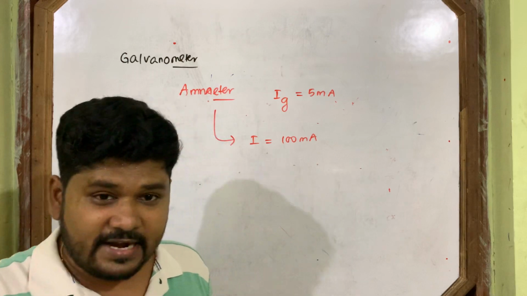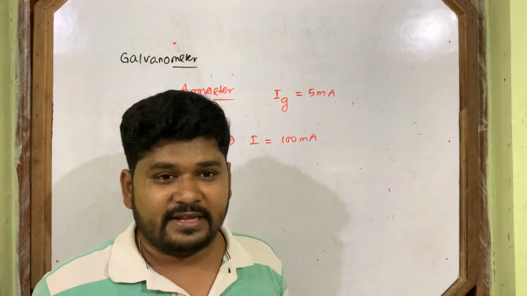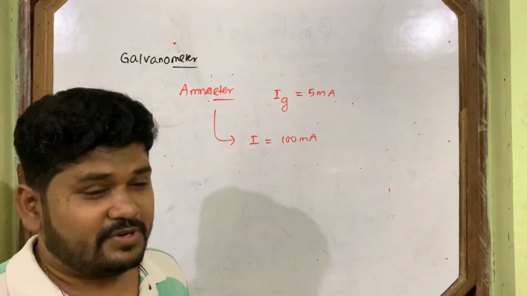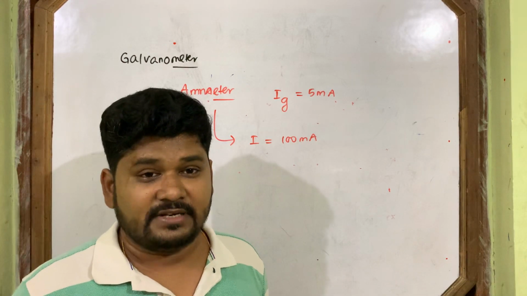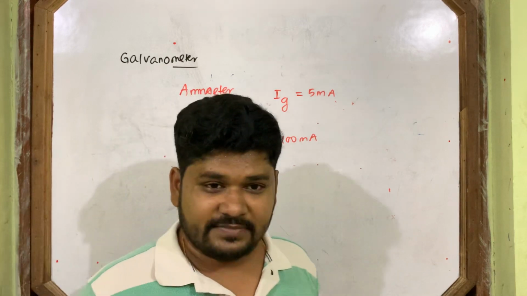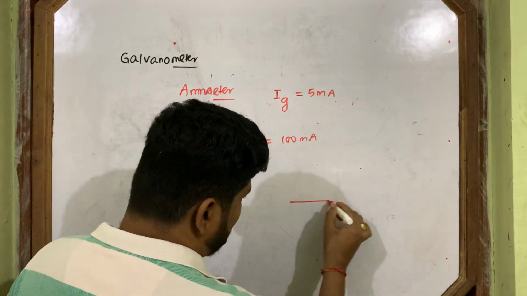The pointer will go to the end and it will tremble there. So the galvanometer cannot measure this much current. Then what can you do? I am telling you one practical situation. So now you see, this is a road.